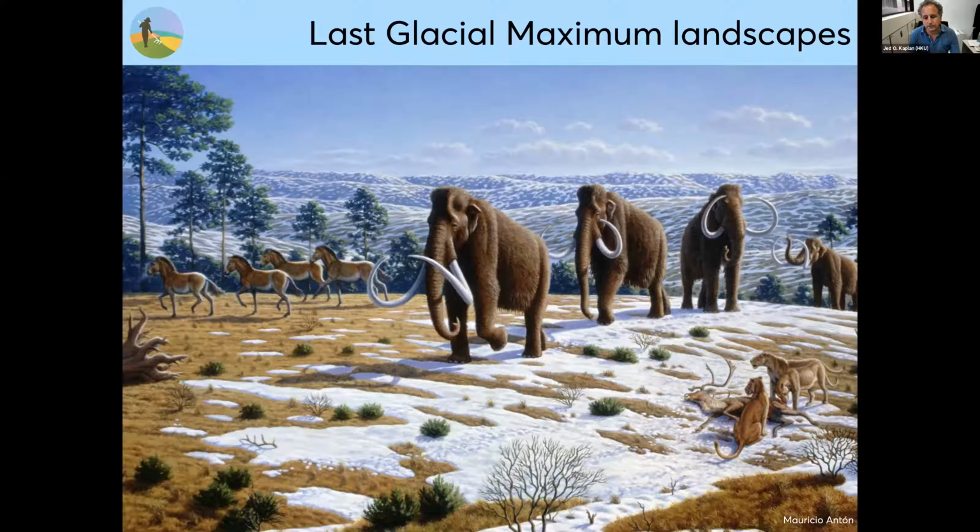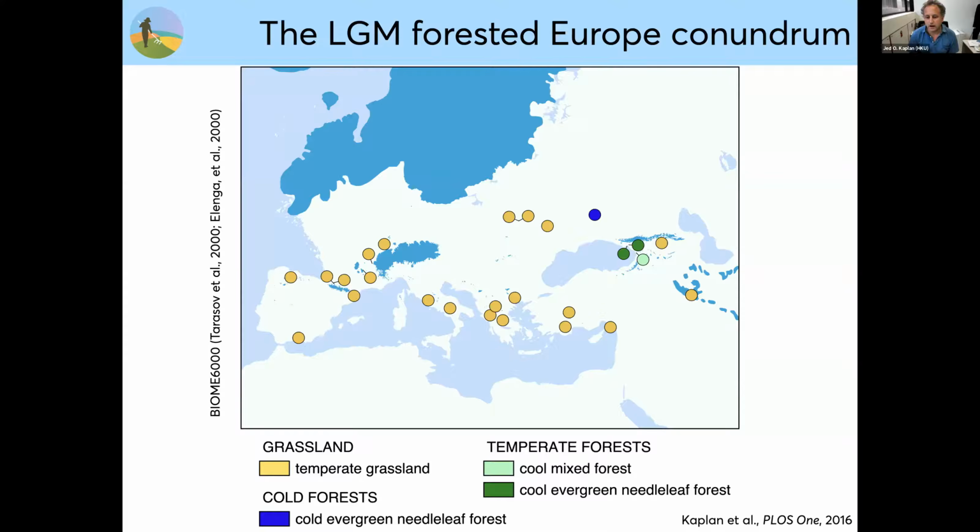Now I want to take you to the first sort of conundrum, if you want, that's motivated a lot of my research over the last few years. This is what I call the forested Europe conundrum of the last glacial maximum. We know a lot about what the last glacial maximum was like because it's been a focus of research for environmental historians and earth system scientists.